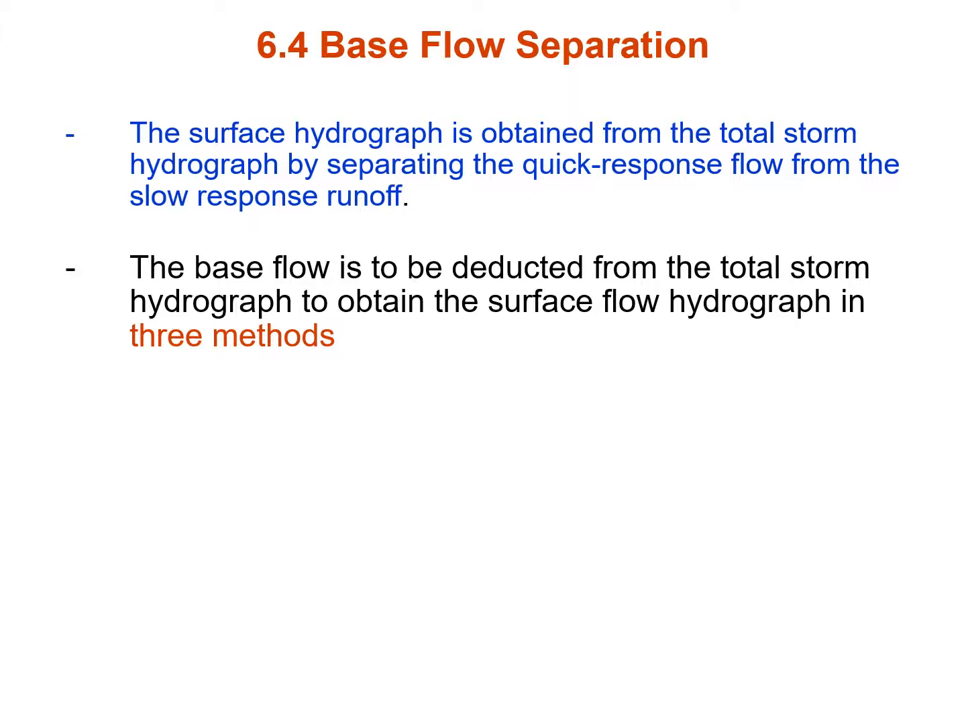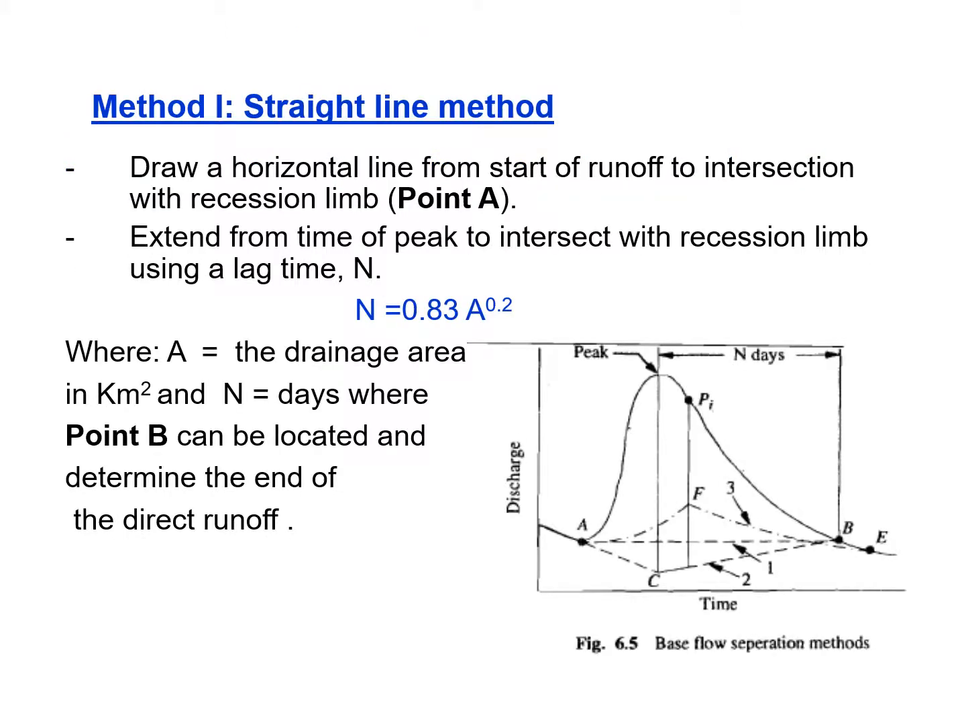Base flow separation: the surface hydrograph is obtained from the total storm hydrograph by separating the quick response flow from the slow response runoff. The base flow is deducted from the total storm hydrograph to obtain the surface flow hydrograph. There are three methods.